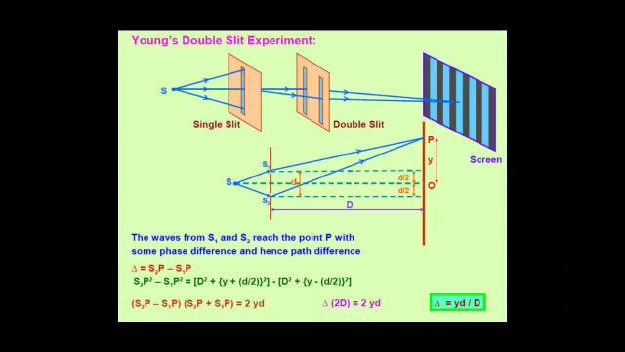And you see S2P minus S1P, that we have already represented by the path difference delta, and S2P plus S1P are roughly the same distance, which is equal to the distance between the source and the screen. So it's approximately equal to twice of capital D, which is equal to 2y small d. So the path difference of the two waves reaching the point P from the sources S1 and S2 comes out to be y small d by capital D, which is written at the last end of the page.